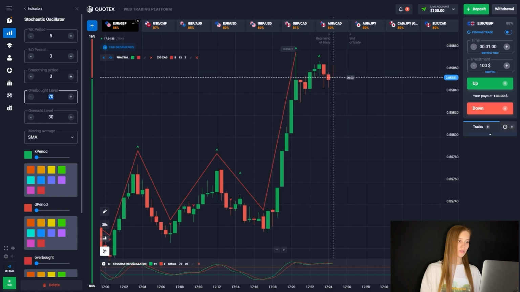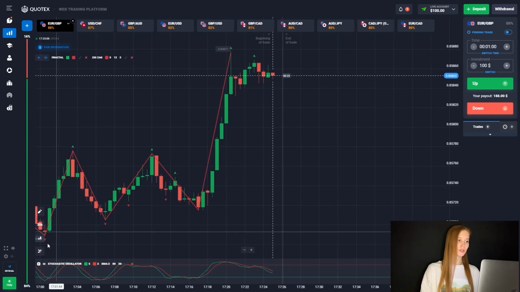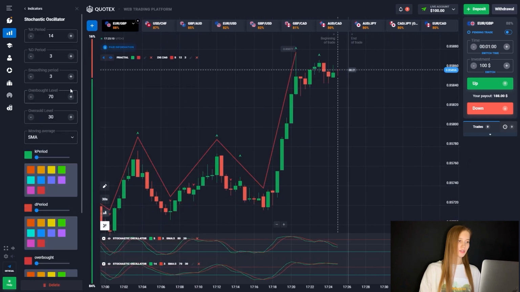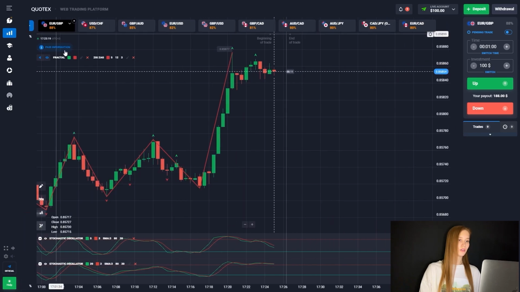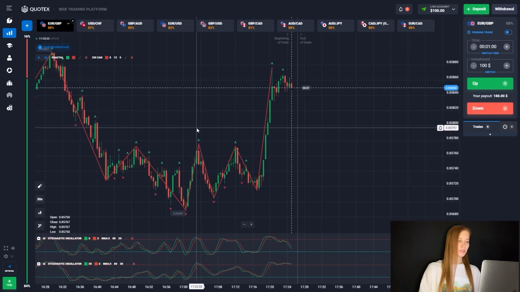Let's set the first stochastic. There will be a period of 5. Set the overbought zone at 80. The oversold zone is 20. Let's add our second stochastic. Let's put a period of 20 on the overbought zone of 80, and our oversold zone of 20.